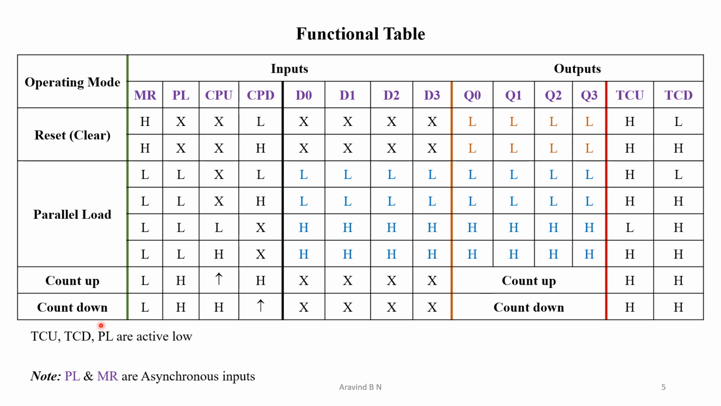Then for the countdown operation, again MR and PL will be low and high respectively. Then CPU must be connected to VCC, the high signal. Then CPD is given the clock signal, again positive edge triggered. So D0 to D3 are of no use for us. Then the countdown operation is going to happen. At every rising edge of the clock, one countdown is going to happen. Again, just to remind, TCU, TCD and PL are active low. Again, PL and MR are asynchronous in nature.